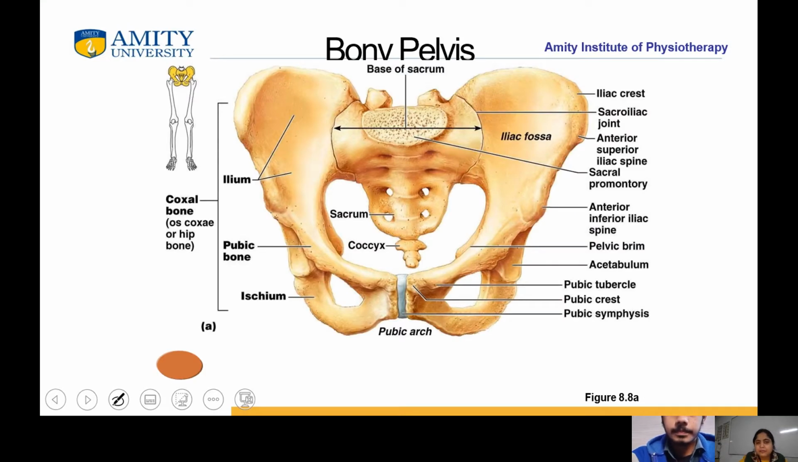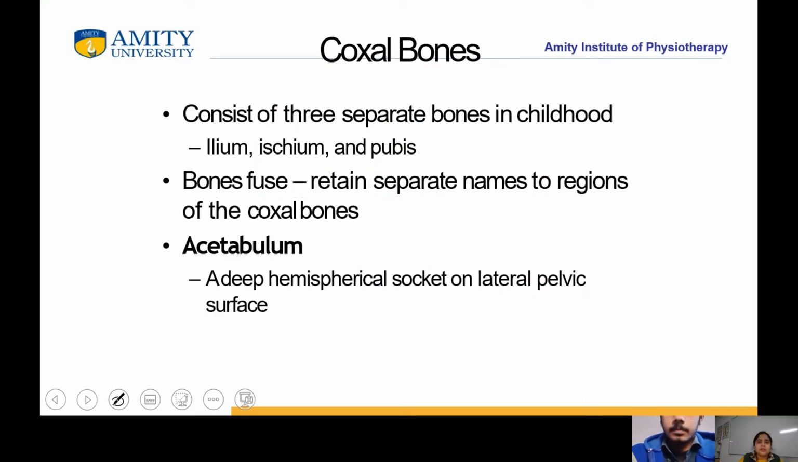Now if you see the bony pelvis, this is how it looks, with certain features on the bone: iliac fossa, iliac crest, anterior superior iliac spine, sacral promontory, anterior inferior iliac spine, pelvic brim, acetabulum. Then in the pubis, there is the pubic tubercle, pubic crest and pubic symphysis. In the ischium, posterior inferiorly, there is the ischial tuberosity and the ischial ramus.